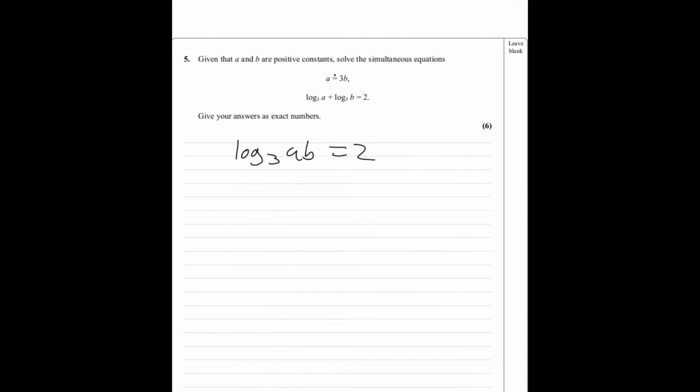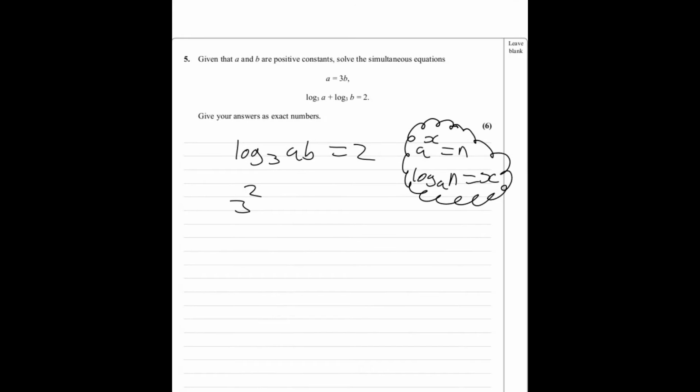So now what we want to do is convert this back into the form where it is a power. So we know that, because that's what logs are, a to the power of x equals n is the same as writing log base a of n is equal to x. So that's the rule, that's how logs work. So we can write this here as 3 squared is equal to ab.